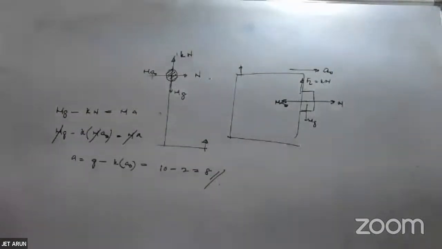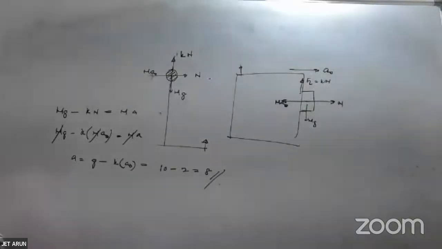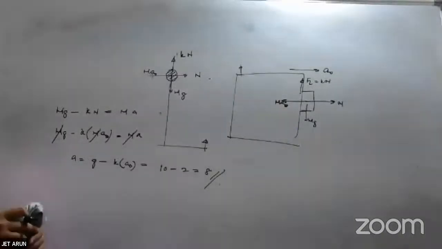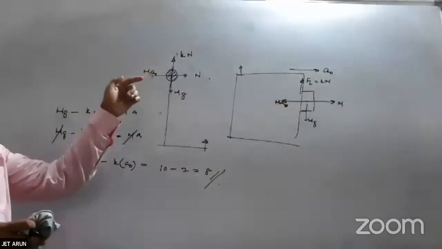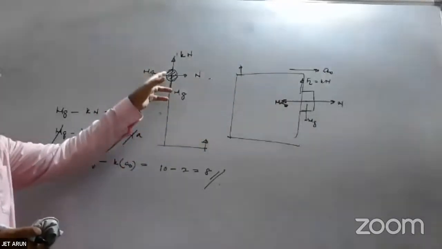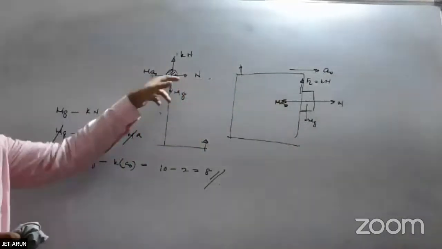Yes, sir. Okay, so where did you go wrong, Bhavna? Where did you get 5? Normal reaction, sir. Oh, normal reaction. Okay, okay. Normal reaction is towards right. Because with respect to this surface, pseudo force is towards left. That is counterbalanced by normal reaction, which is towards right.